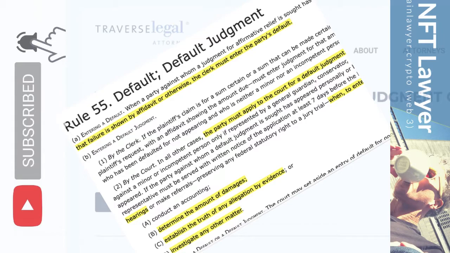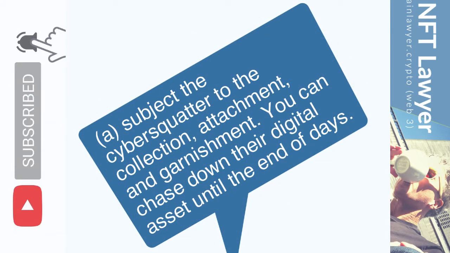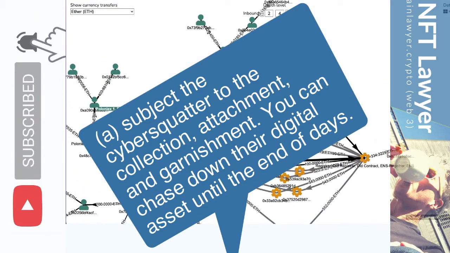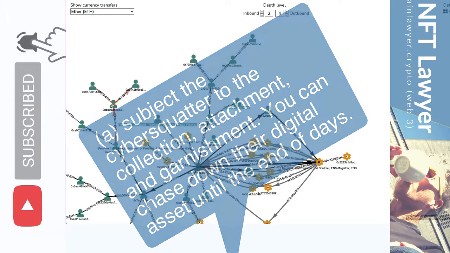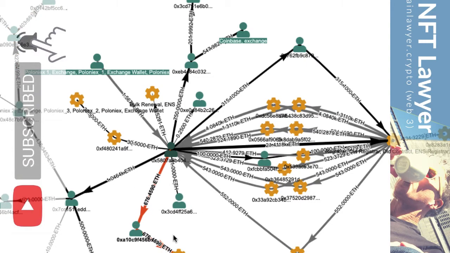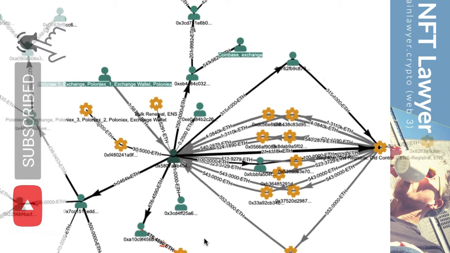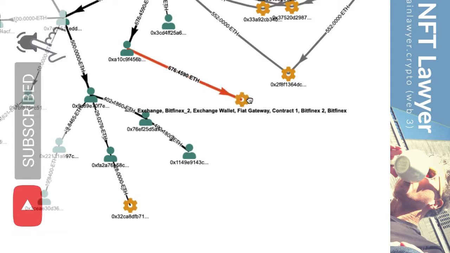An ACPA judgment can have a lot of force. A, it can subject the cybersquatter to collection against the judgment. That means attachment and garnishment. Well, if you don't know who they are, how are you going to attach and garnish them? You don't need to know who they are. You just need to know their wallet address and track money in and out of that wallet address. Find connected wallets, and you'll see in this next video how you go about identifying the exchanges where money is transferred, where you can actually collect against those money transfers.